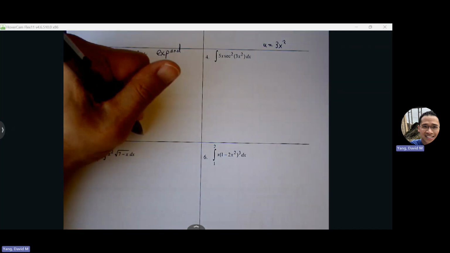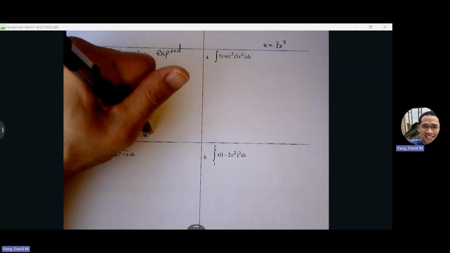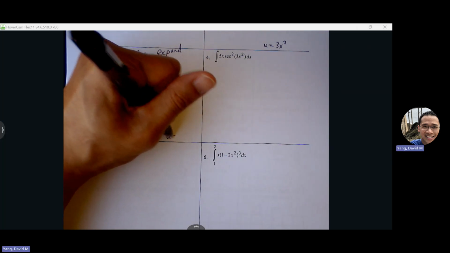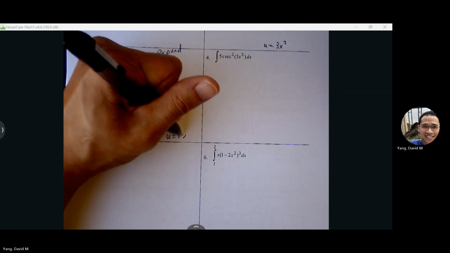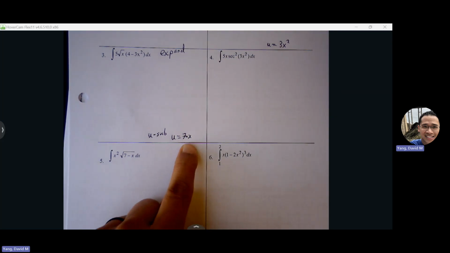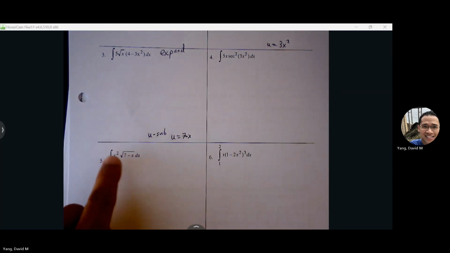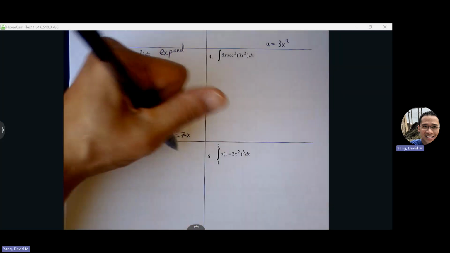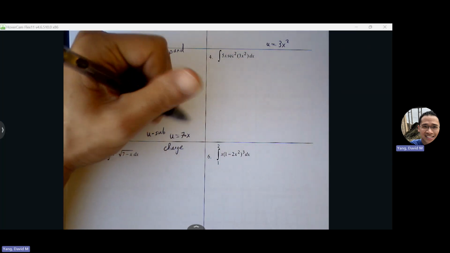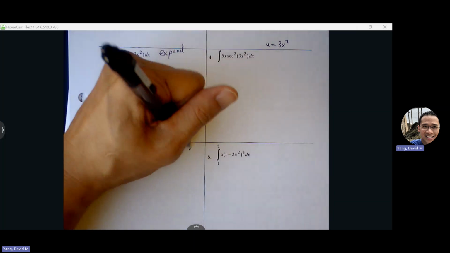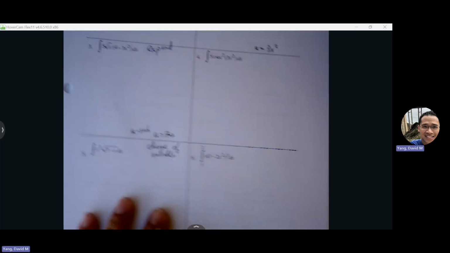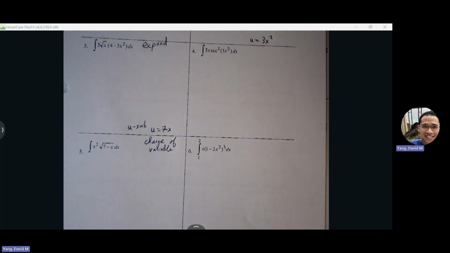Also use substitution. What's the U value? 7 minus x. Yeah, U is 7 minus x, right? But there's an issue. What's the issue that we're going to run into? The x squared is not going to go away, so we've got to go through that change of variable. Remember that change of variable? We've got to go through another set of substitution to get that x to go away. Okay. All right. Number 6.